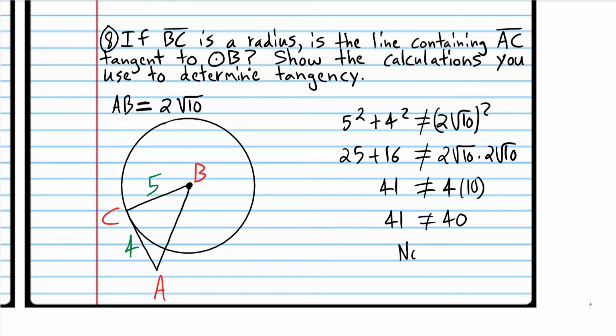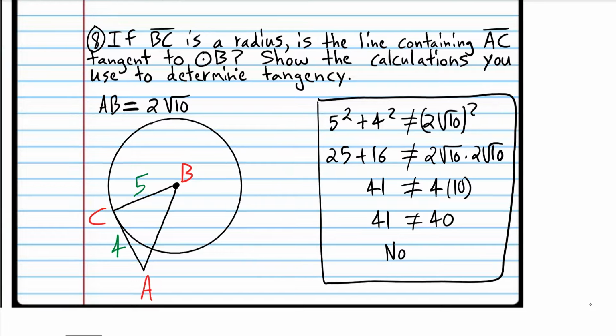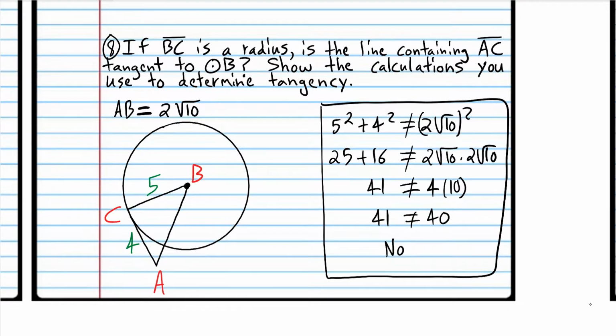And we can just say no. The answer is the line containing AC, segment AC, is not tangent to the circle. So what that means is this angle down here is not 90 degrees, so it's not really perpendicular. The line containing AC is not really perpendicular to the radius. So what that means is it doesn't just touch the circle once, it touches it twice, but it's kind of hard to see that in the picture. So if you got that one right, good job.